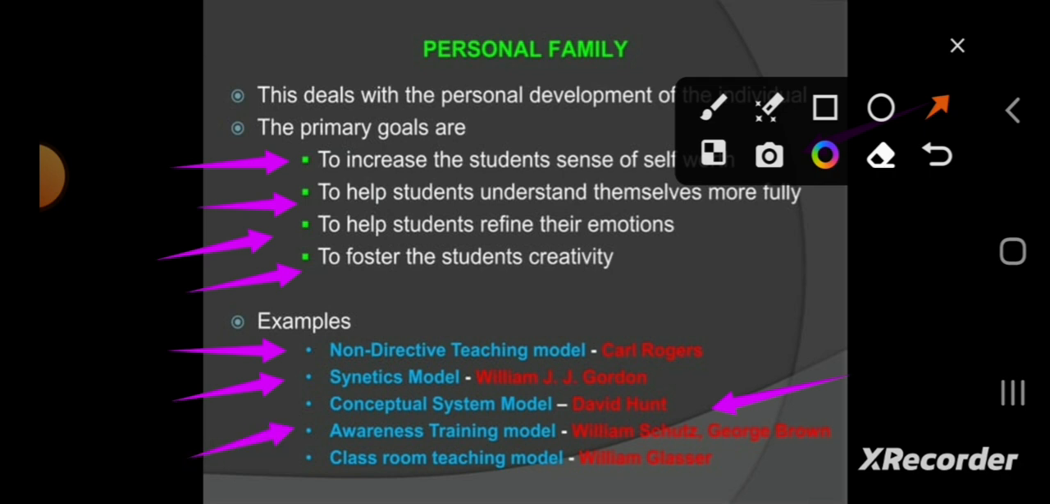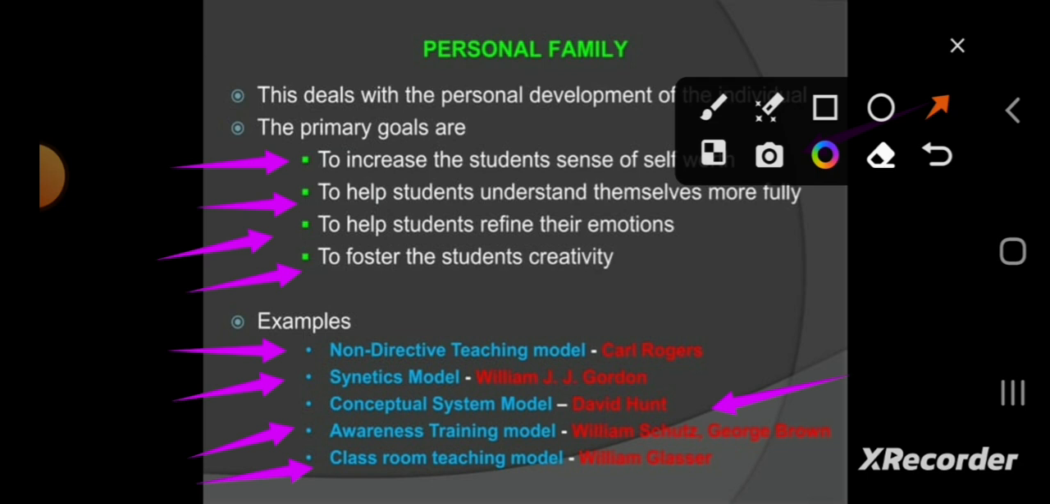Awareness training model, William Schutz. This model is centered on increasing students' awareness of their own behavior, feelings, and thought processes. Personal development goals. It aids in self understanding and emotional refinement by encouraging reflection and self observation, which can lead to a deeper understanding of one's own motivations and reactions.